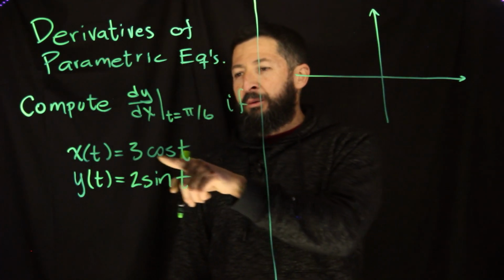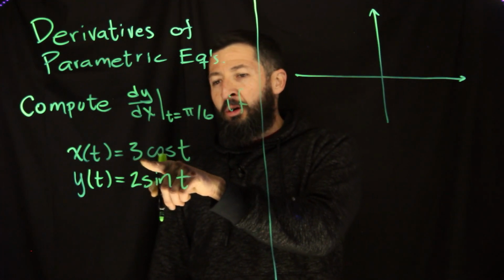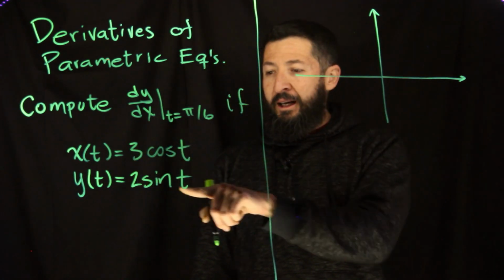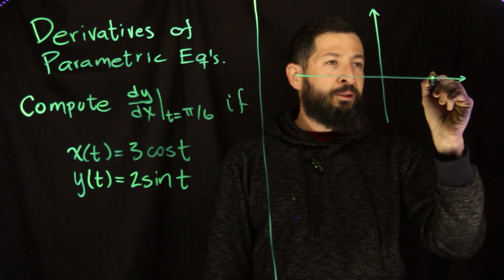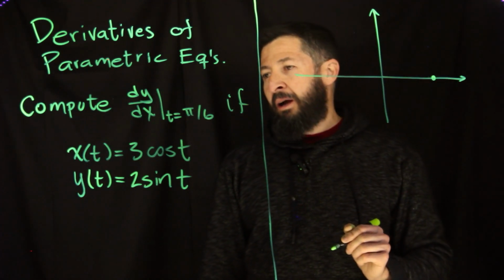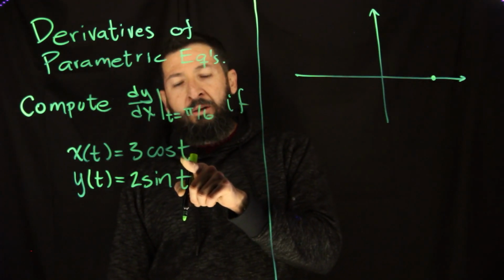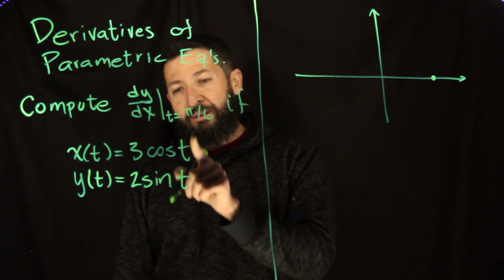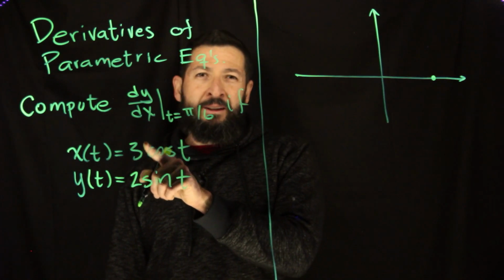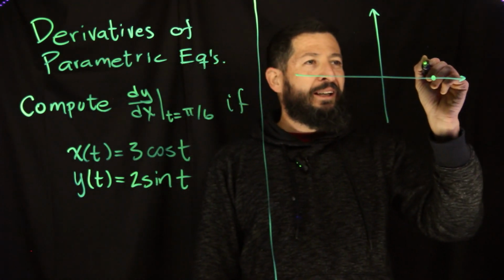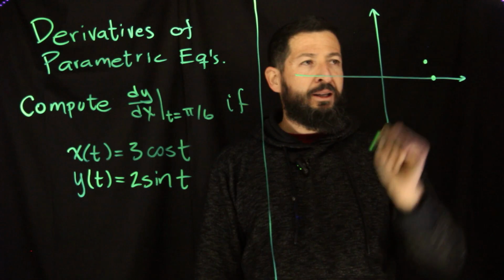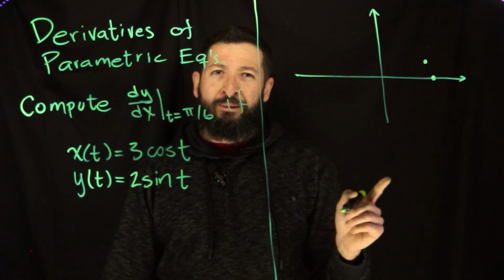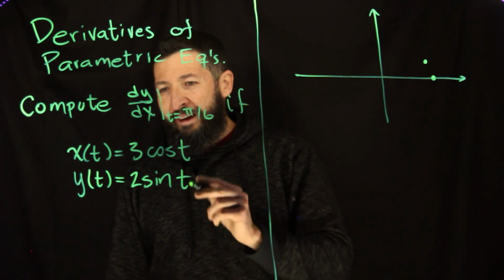So at t equals 0, the cosine is 1, so I get 3, and the sine is 0, so I get (3, 0) at t equals 0. Pi over 6 is the one I care about. The cosine of pi over 6 is square root of 3 over 2, so it's going to be 3 times square root of 3 over 2. Let's put it somewhere here. I know what the graph will look like, but you'd have to plot it, of course.